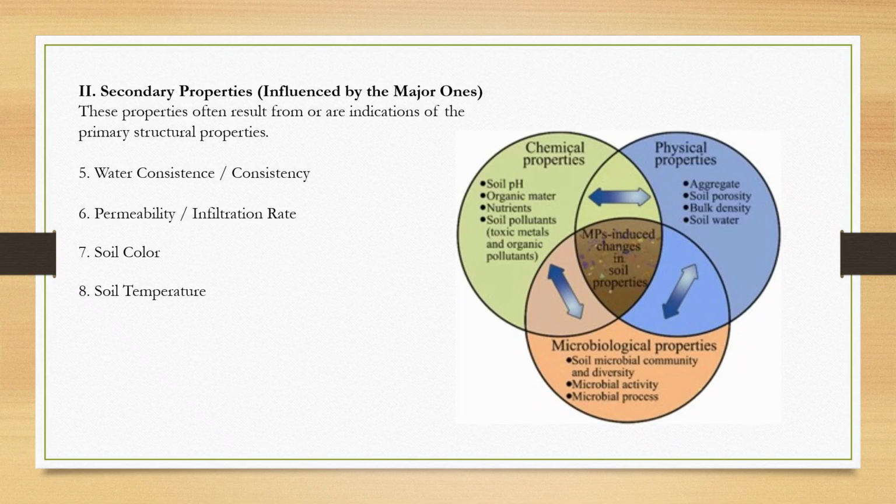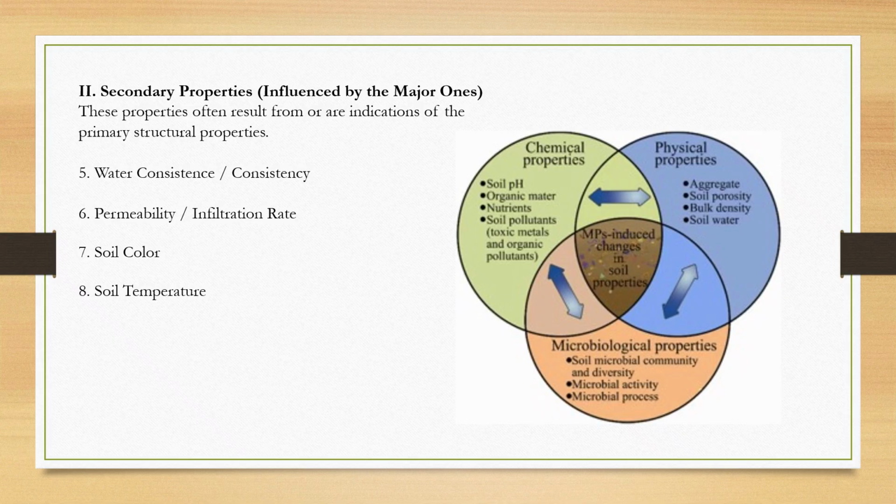The second one is soil porosity. The volume of pore space or gaps in the soil is the soil porosity, which is crucial for air and water movement. The third physical property of the soil is bulk density. It is a measurement of soil compaction. We use the formula mass per unit volume to find the bulk density of the soil. The last physical property given in the blue circle is soil water. It is the amount of water held in the soil which is available for the plants.